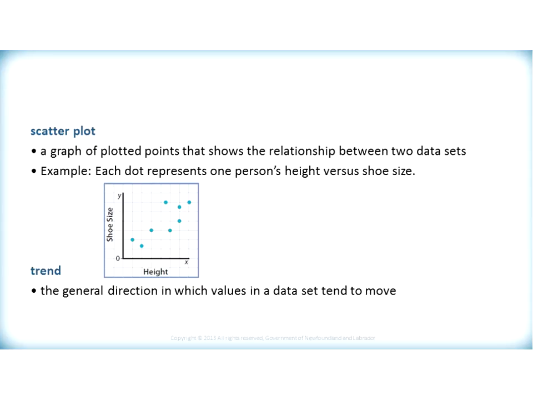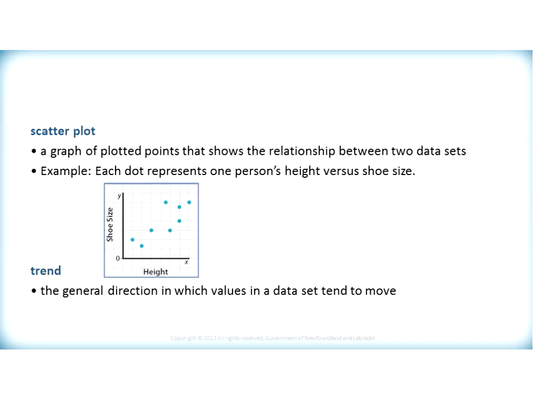A trend is the general direction in which values in a data set tend to move. So as we said, as the height increases, the shoe size appears to generally increase as well. So the trend in the data would be a positive trend, we would say, where an increase in one variable causes an increase in the next variable.